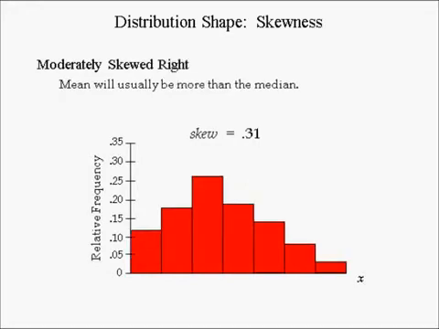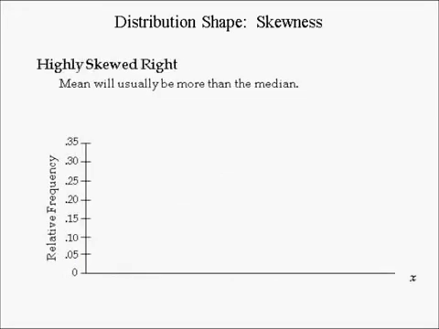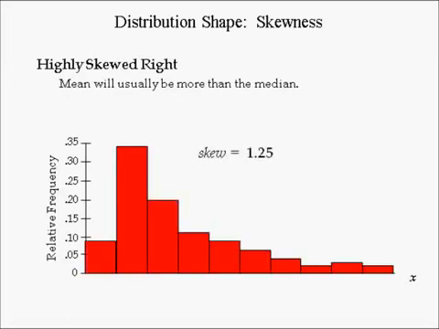If the distribution is moderately skewed right, the histogram from a sample drawn from the population will likely be slightly skewed right too. The mean will be more than the median, and the sample skew will be between 0 and 1. If the distribution is heavily skewed right, the histogram from a sample drawn from the population will likely be highly skewed right as well. The mean will be more than the median, and the sample skew will be greater than 1.